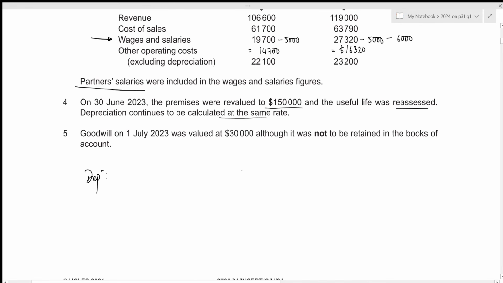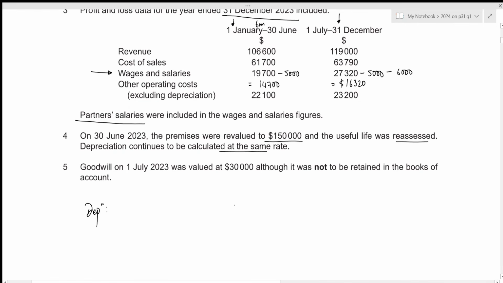Okay, we have 2 different periods, one from 1st January to 30 June, another from 1st July to 31st December. Let's calculate the depreciation on premises.